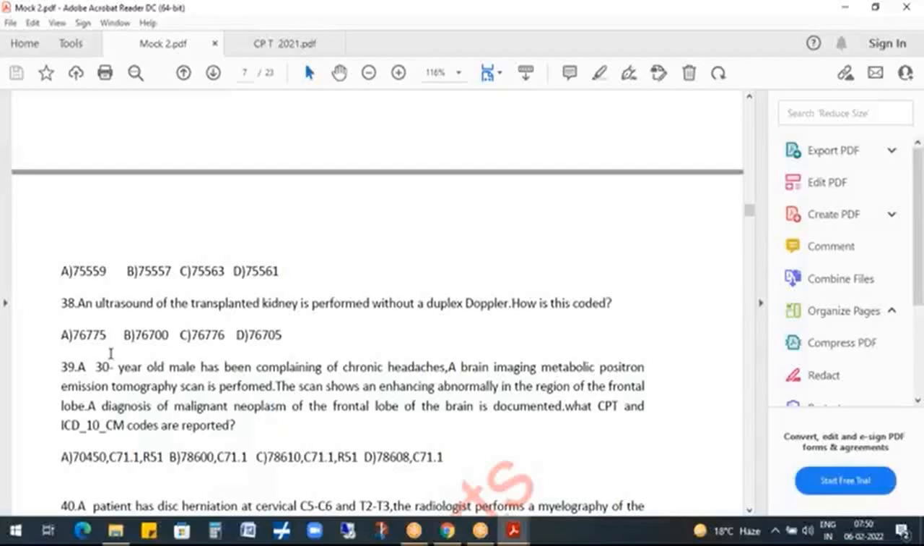What have you coded? Can you tell me, complete or limited? 76775, limited.